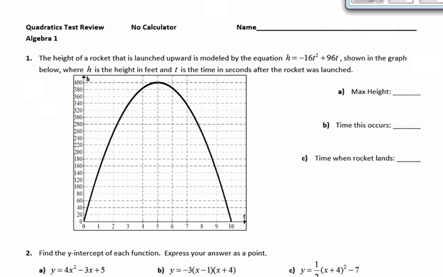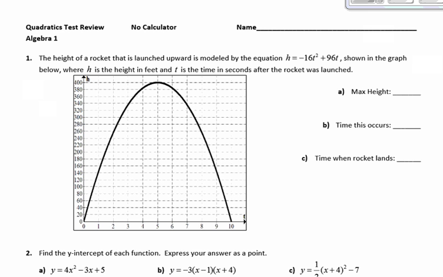This video will cover questions 1 through 3 on the quadratics test review. So number 1 is talking about vertical motion, and the graph is given to you, and this will also be on the test. The graph will be given to you since no calculator will be used. The height of a rocket launched upward is modeled by the equation -16t squared plus 96.